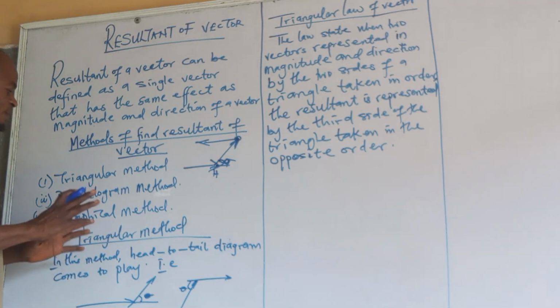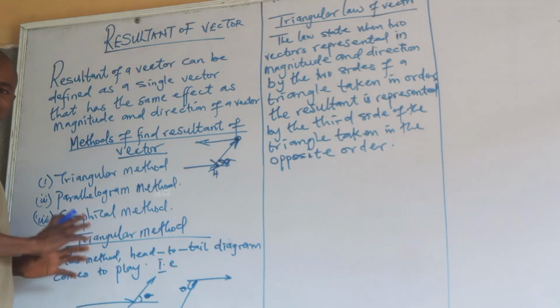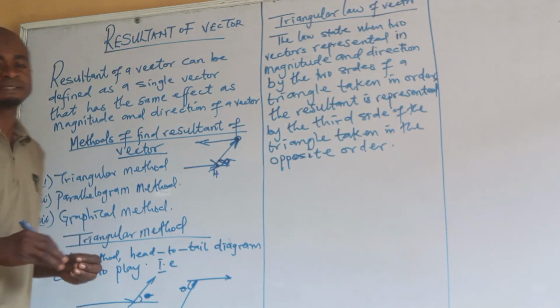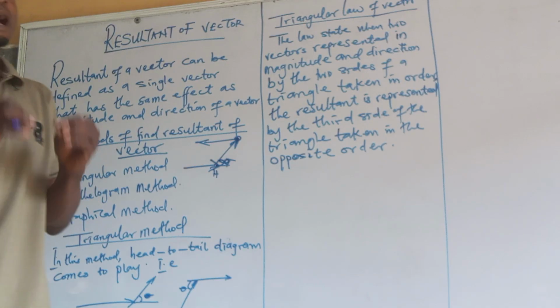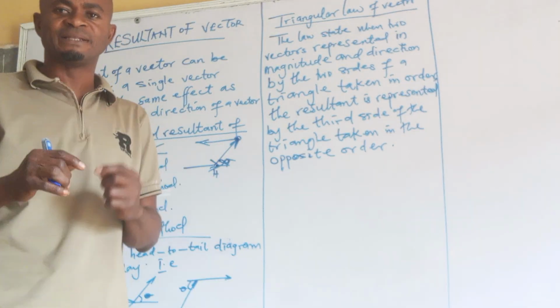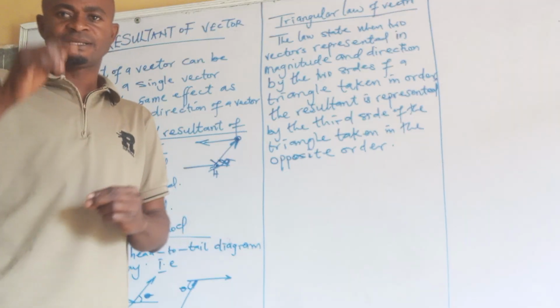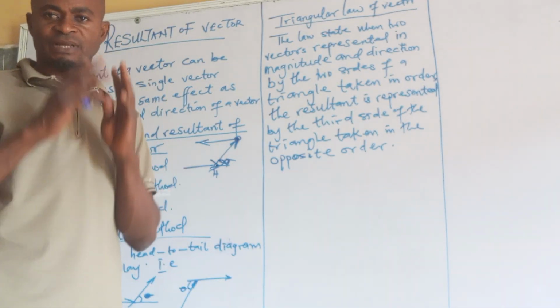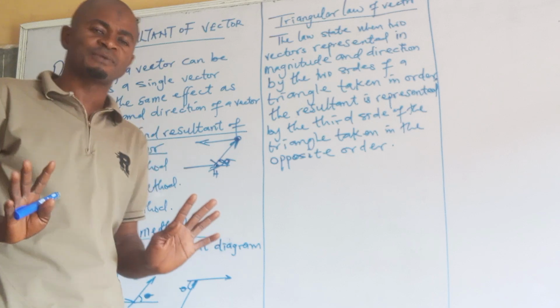Then we cannot leave the word triangular method. This is explanation and this is definition. The definition of a triangular method can be defined as when two vectors meet head to tail to draw its own diagram, that is what they call a triangular method.